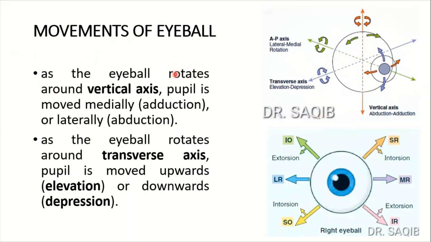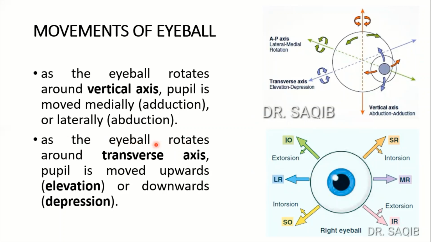So as the eyeball rotates around the vertical axis, this is the vertical axis. When the movement is occurring around this axis, what happens? The pupil is moved medially, towards this direction, right? That will bring about adduction. And if it is moved laterally, that will bring about abduction. You follow the laser, right?